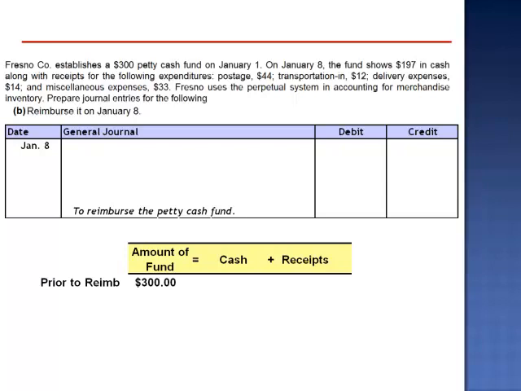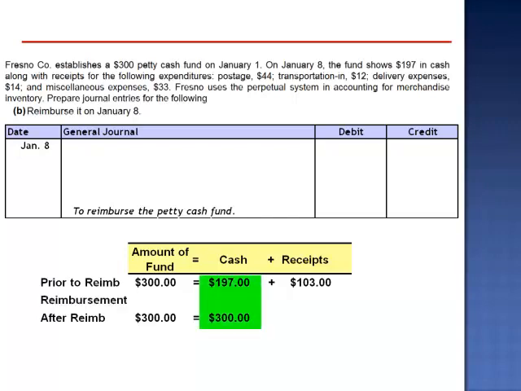Prior to the reimbursement, we have a $300 fund with $197 in cash and $103 in receipts, 44 plus 12 plus 14 plus 33. After the reimbursement, we want to return to a position where it's purely cash. We'll have $300 in cash and no receipts. The amount of the reimbursement, then, is the difference between the cash on hand, $197, and the amount of the fund, $300. It's a $103 reimbursement.